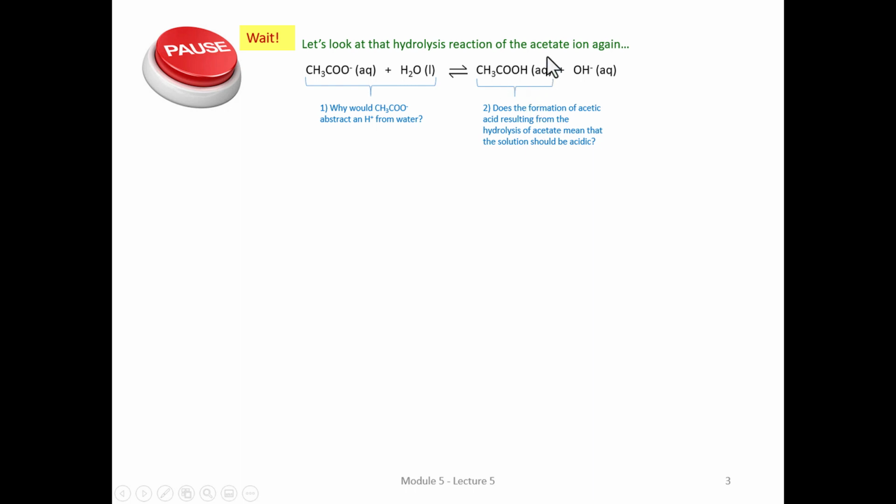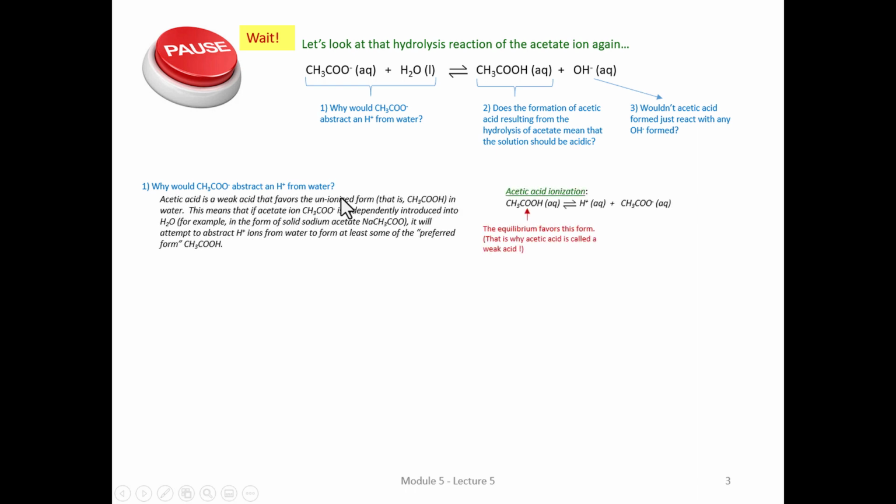Does the formation of acetic acid over here make you do a double take? Because we're thinking, well, the hydrolysis reaction produces a basic solution, but we're producing as one of the products acetic acid. So why isn't the solution acidic? And finally, why doesn't the acetic acid that forms just immediately react with the hydroxide that's being formed? Let's look at these questions one at a time. The first is, why would acetate ion be interested in abstracting an H plus from water? Well, recall the acetic acid ionization.